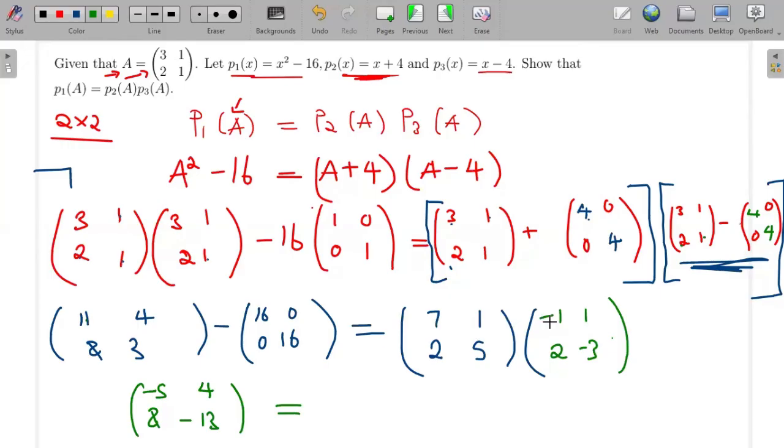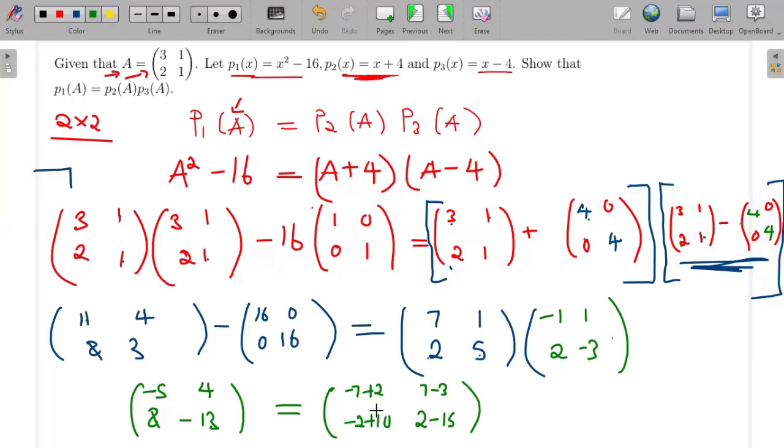So 7 multiplied by this, okay? I get 7 multiplied by minus 1, I get minus 7. And then 1 multiplied by 2, I get plus 2. 7 multiplied by 1, I get 7. 1 multiplied by minus 3, I get minus 3. 2 multiplied by minus 1, I get minus 2. And then 5 multiplied by 2, I get plus 10. 2 multiplied by 1, I get 2. 5 multiplied by 3, I get minus 15.